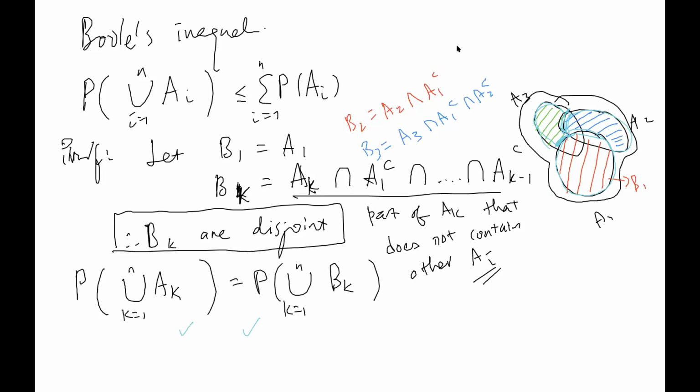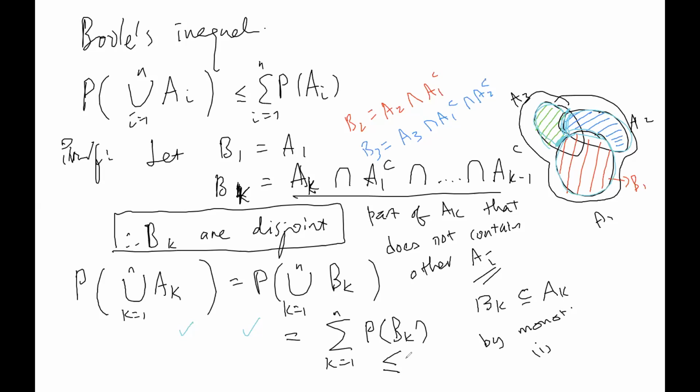So this is correct. And now you'll see that because these are disjoint, you can write it as P of the sum of P of BK, right? Now, your BK is actually a subset of AK, isn't it? Your BK is actually just a small part. You look at this, it is actually a subset of your AK. Therefore, by monotonicity, Property 1, you will get the summation of P of AK.